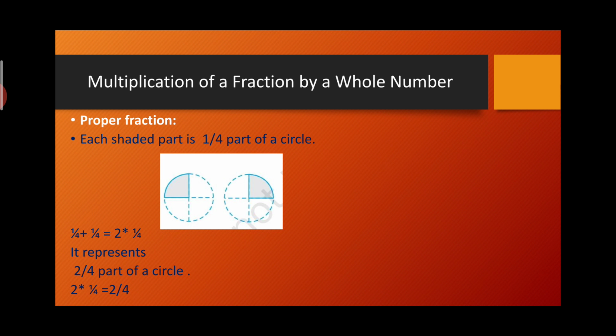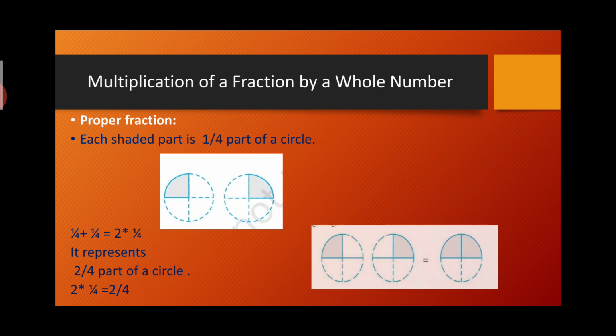So both the shaded parts of the circles will be 1 upon 4 plus 1 upon 4. You just have to add both the values, or you can simply say you have to multiply 1 upon 4 by 2, because there are two shaded parts. So 2 into 1 upon 4 is what you can write, it represents 2 by 4 part of a circle. See this example, this figure.